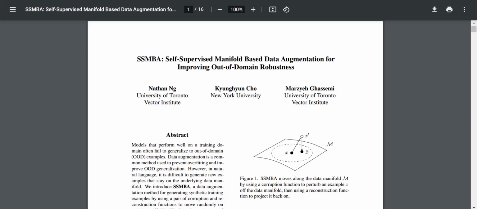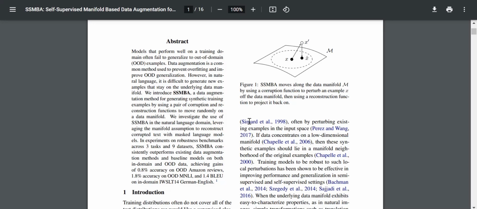Hello everyone. So in today's video, we are going to go over this paper titled SSMBA: Self-Supervised Manifold-Based Data Augmentation for Improving Out-of-Domain Robustness by Nathan Ng, Kyunghyun Cho and Marzyeh Ghassemi from University of Toronto and New York University. Alright, so let's jump into the abstract.